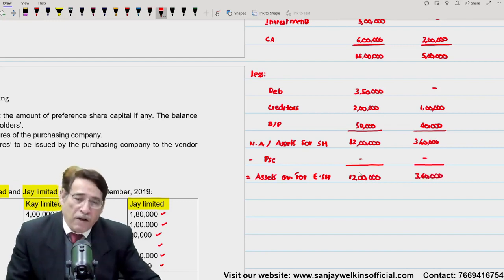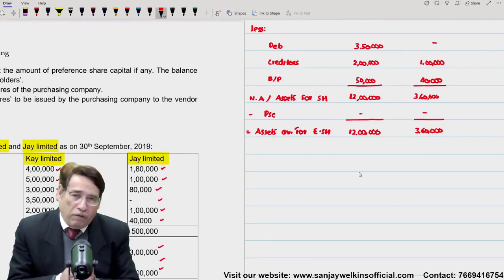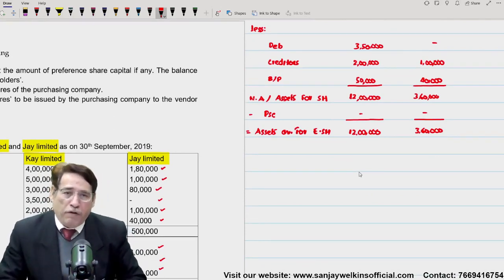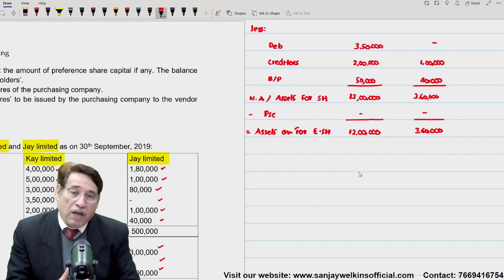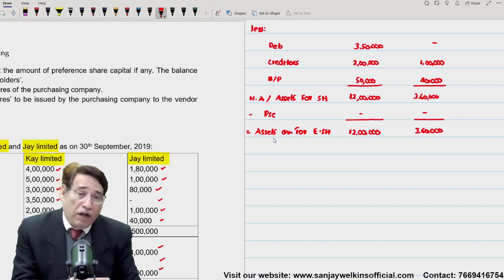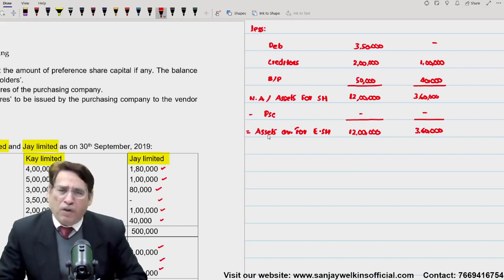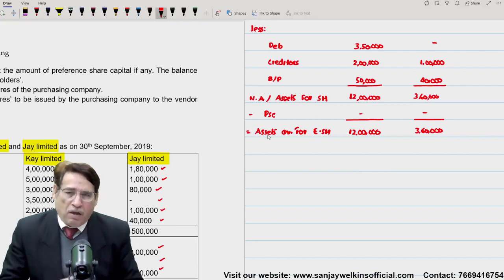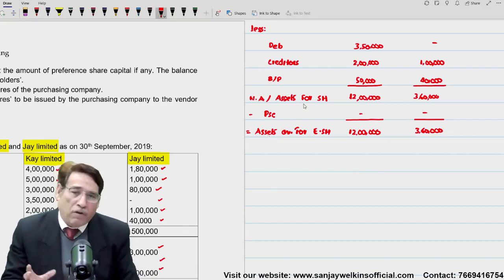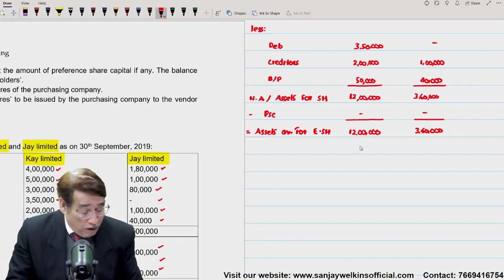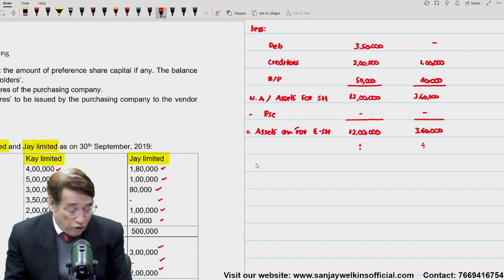So your basic target, whenever you are going to compute the intrinsic value of share, first of all, is to actually arrive at assets available for equity shareholder, and it is not a very hard task. Only thing is that, first of all, you need to find out the net assets, subtract any preference share capital if it is given in the question. So you can easily get assets available for equity share. Now all you have to do is to divide it by the number of equity shares.